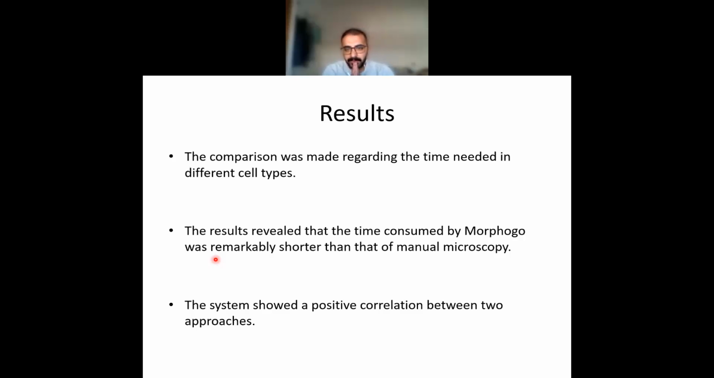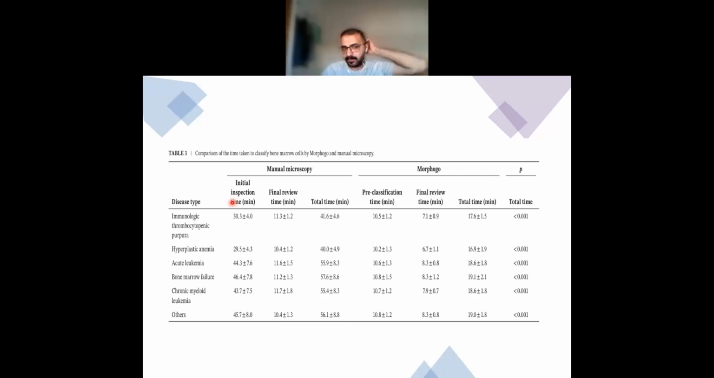And when we go to the comparison between the control and the morphology system, which is regarding the time needed in different cell types to detect or to know these cell types. So the results revealed that the time consumed by Morphojo was remarkably shorter than the manual microscopy. That is illustrated here in this table.